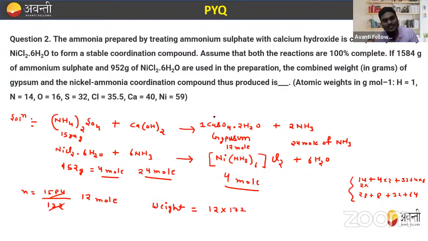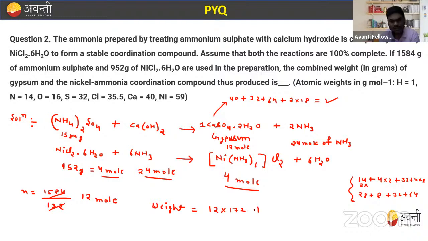We can easily calculate it now. Calcium is 40, plus sulfur is 32, plus oxygen is 4 into 16, that is 64, plus 2 into 18. So we can calculate here, it comes out to be 172. So 12 mole into their molecular mass.